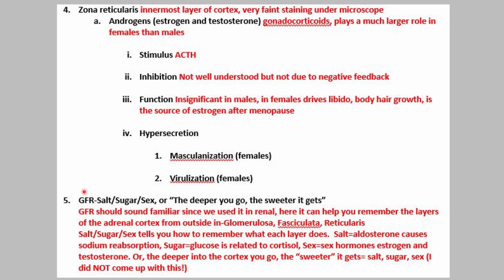But if you can remember GFR in order, you can also think salt, sugar, sex. G, zona glomerulosa, releases aldosterone, which plays a role with sodium, salt. F, zona fasciculata, releases cortisol, sugar. R, zona reticularis, the sex hormones, estrogen and testosterone, sex.